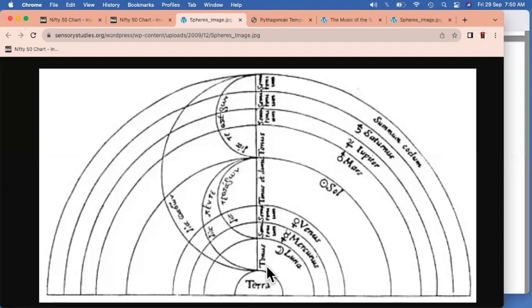Now, what happens because of this is we have, let's say, for example, 1, 2, 3, 4, 5, 6, 7, and 8.